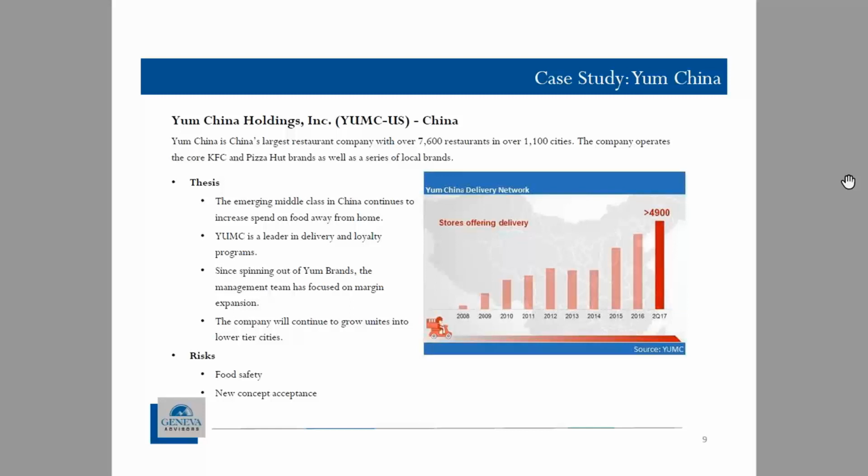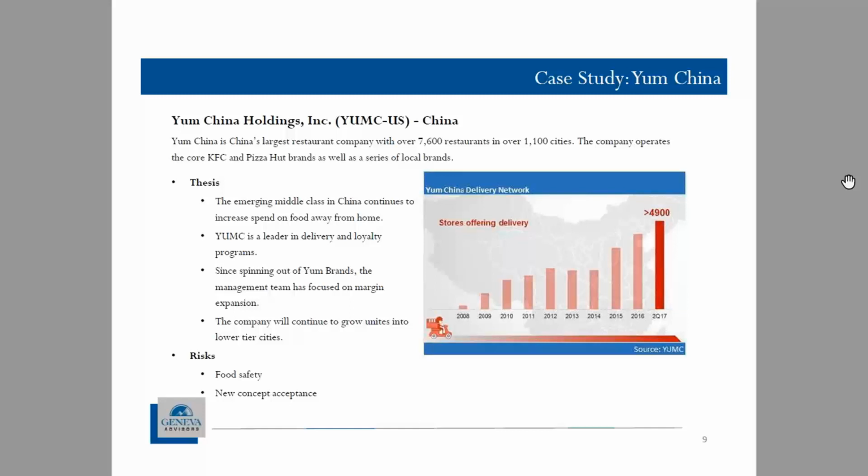Yum China was early to go to China, so they're very well established. But what we really like about this management team, and management team is really important for us. We're very much about meeting and understanding our management teams. And what we love about this team is they've really moved with the times. They've been very proactive in developing online ordering. They're one of the largest delivery companies in China, and they have over 100 million participants in their loyalty program.